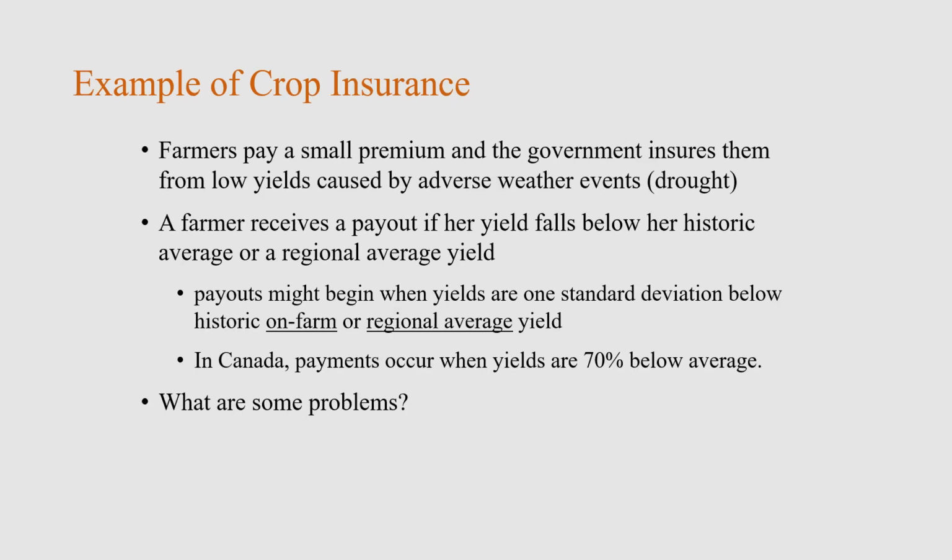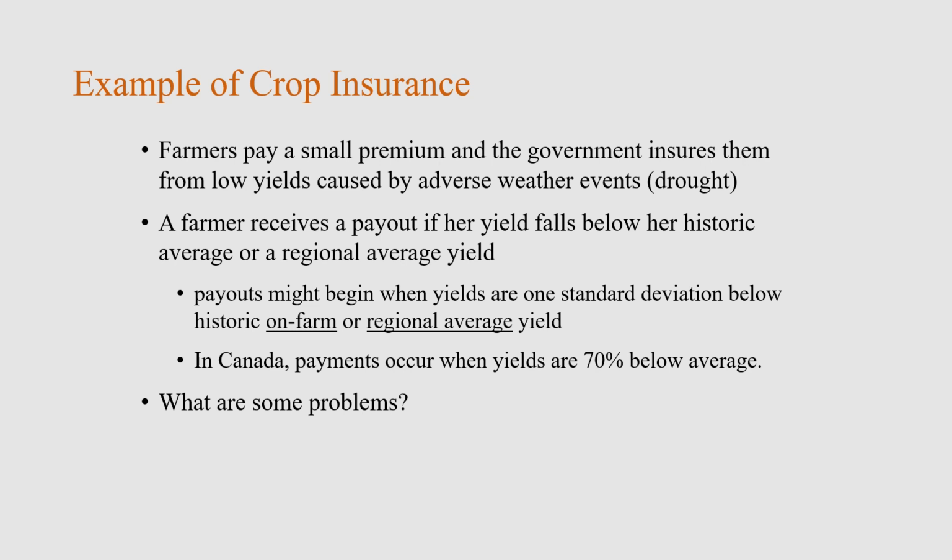Currently, the primary response to weather events in the agricultural sector consists of crop insurance. Farmers pay a small premium and the government insures them from low yields caused by adverse weather events such as drought or even hail, although hail insurance is often done privately. A farmer receives a payout if her yield falls below her historic average or some regional average yield. So, for example, payouts might begin when yields are 1 standard deviation below historic on-farm or regional average yield. In Canada, for example, payments begin when yields are about 70% below average.